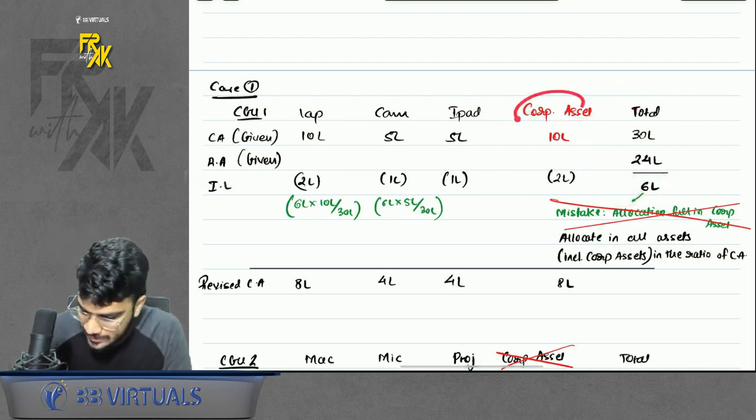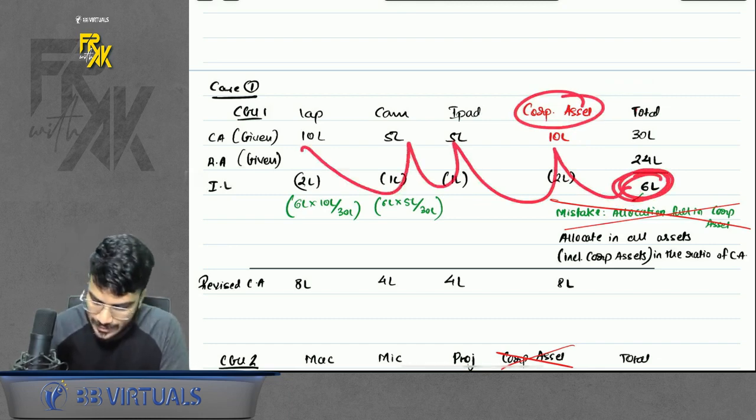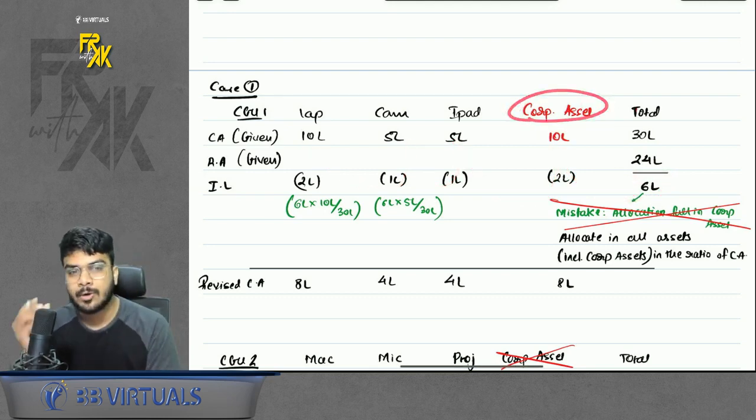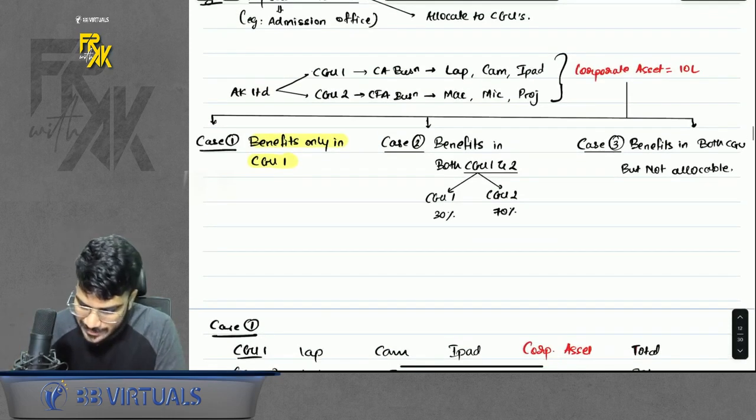So if you have a corporate asset and you get a loss, such loss will be allocated between all the assets, including the corporate asset, in the ratio of carrying amount. So here the corporate asset will not be the one to bear the full loss initially. That is not the case here. Okay, do remember that part. Same is the case with CGU2 also.